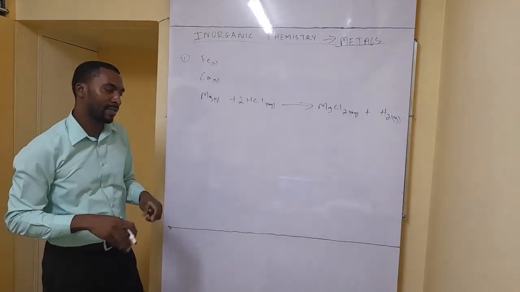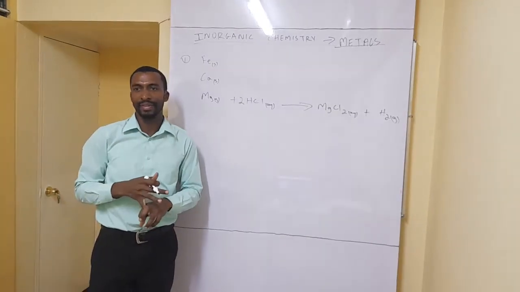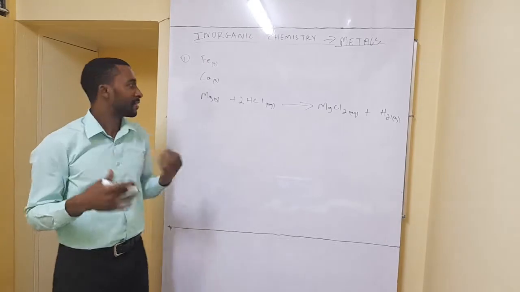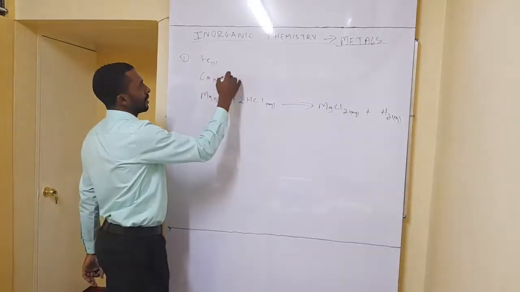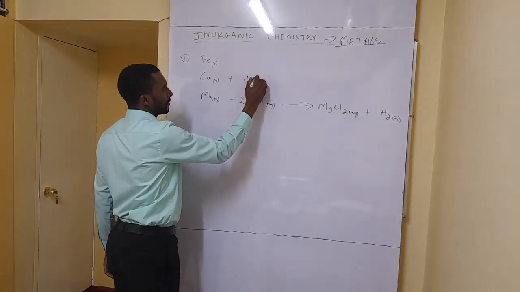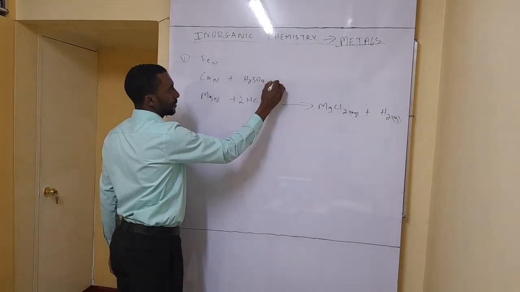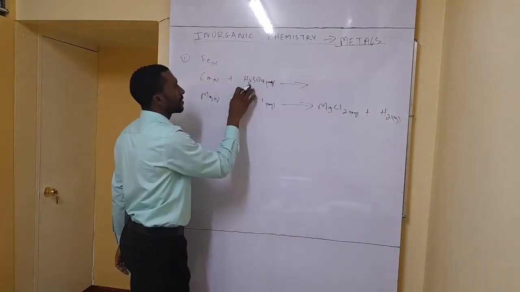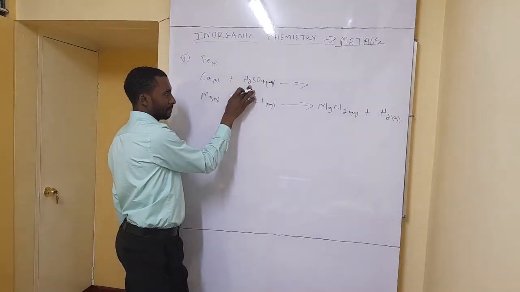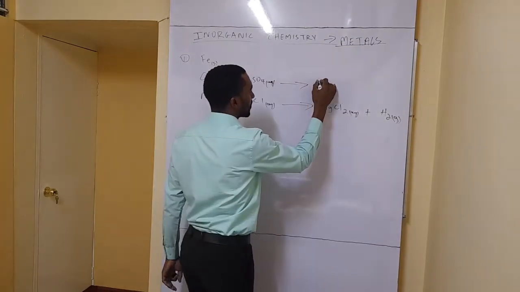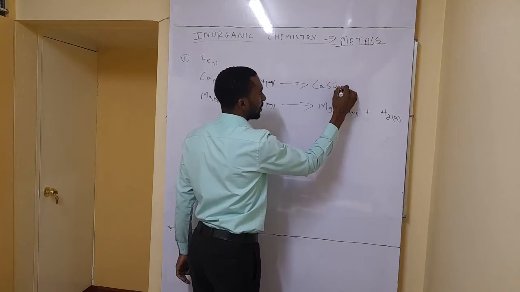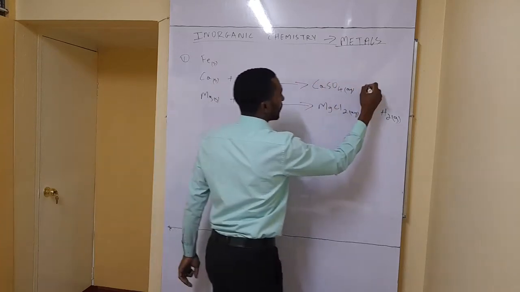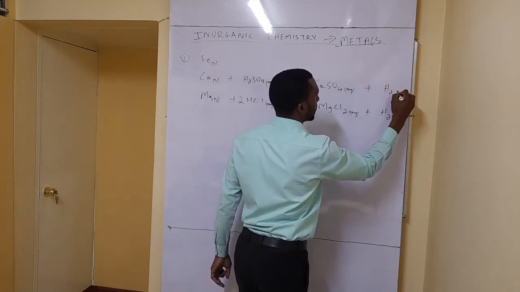Alright, so remember the syllabus requires you to know the reaction between the metal plus hydrochloric acid or sulfuric acid. So let's just interchange them, alright? If we put this plus H2SO4 aq, this is sulfuric acid. Yes, it's going to produce calcium sulfate, which is the salt, plus hydrogen gas.